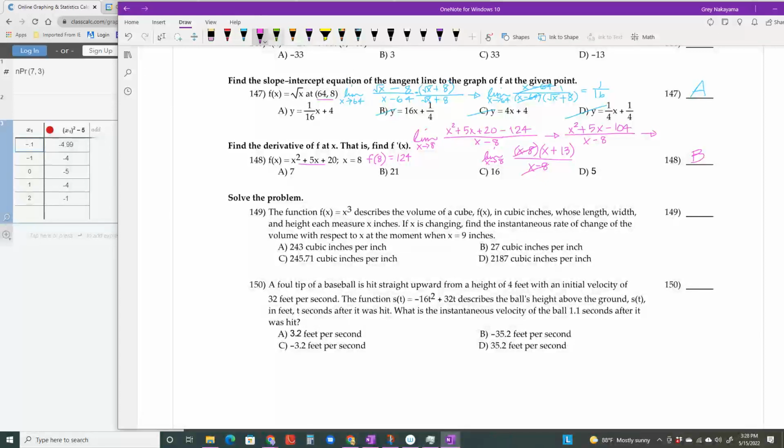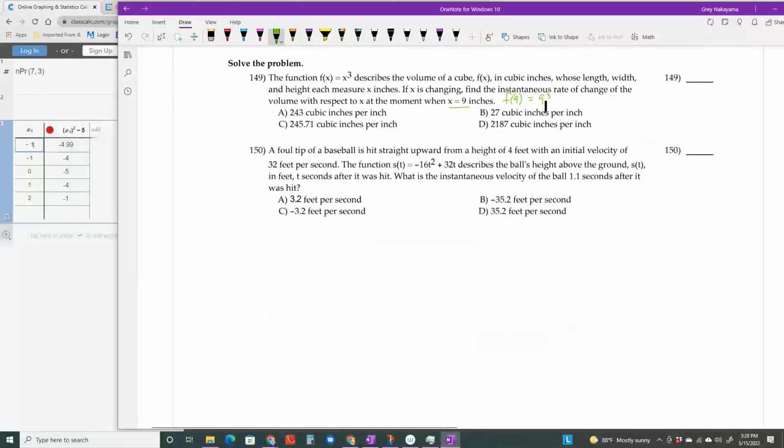Oh my goodness, two more, y'all. All right, the same kind of thing. Instantaneous rate of change is the same thing as the derivative in these problems. So I have x equal to 9. I need to find f of 9. Well, that, of course, is 9 cubed, which is 729 if you want it.